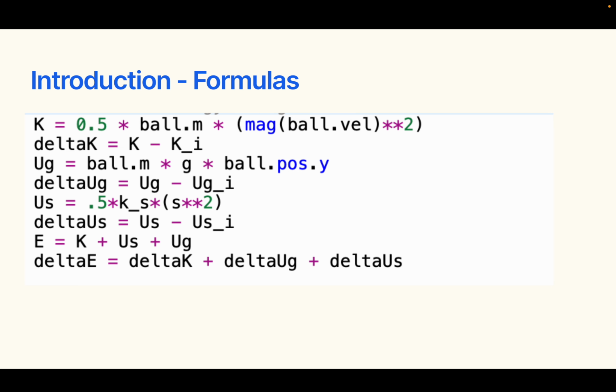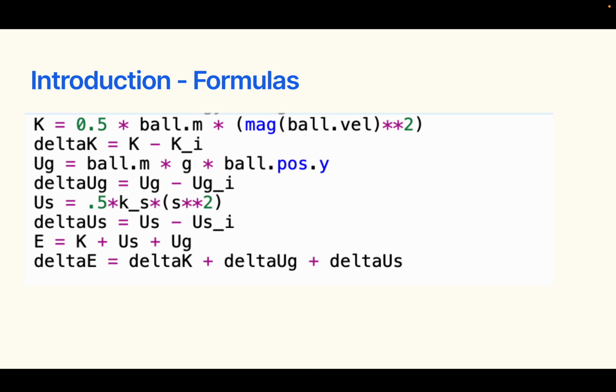So the formulas we were using is a formula K, which is our kinetic energy, which is 1/2 times the ball mass times the magnitude of the ball's velocity squared, then the change in K, which is K minus K initial, and then the potential energy for gravity, which is ball mass times gravity times the ball position in the y direction, then the change in the potential energy due to gravity, which is the potential energy due to gravity minus the initial energy due to gravity.